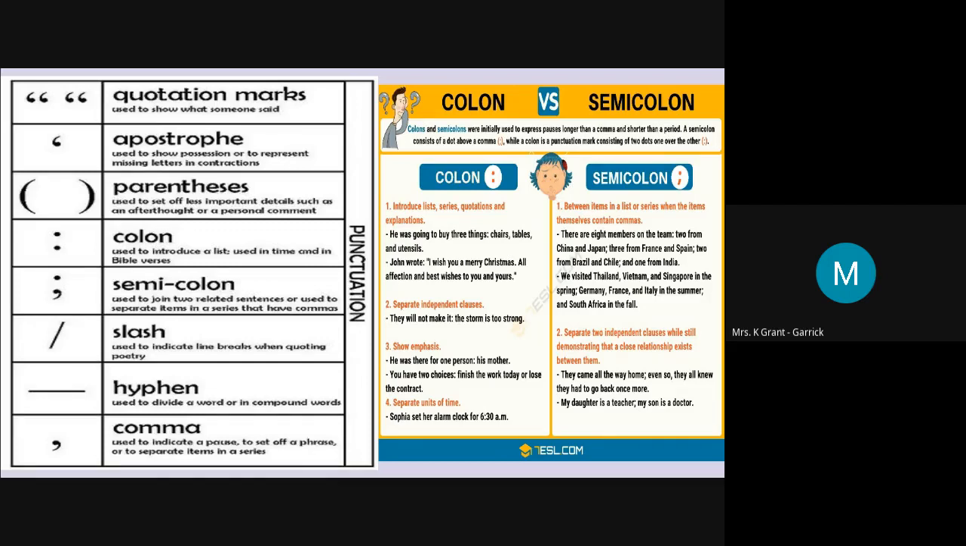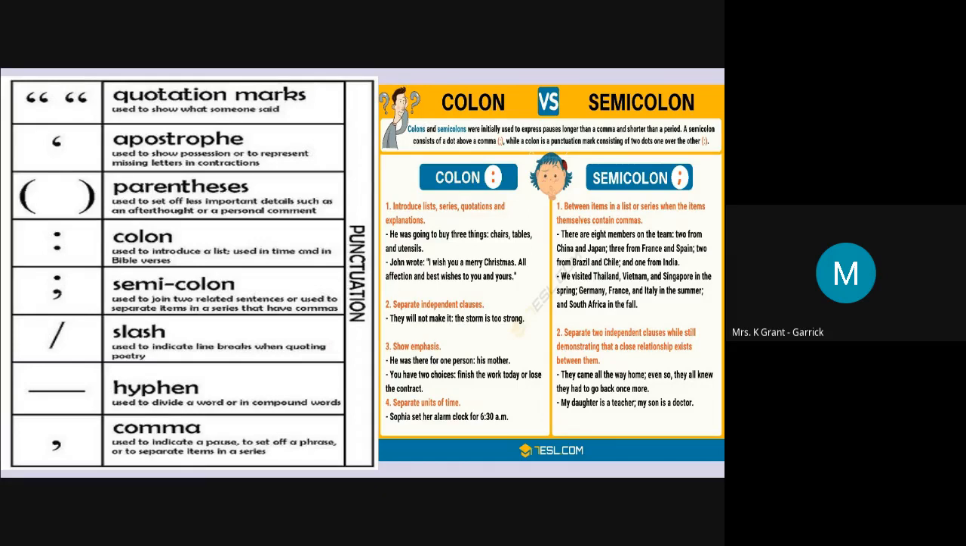So you might have to look out for some keywords, especially for listing, where you say "three things" or "the following" or "these are." You have to look at those keywords in order to drop in the colon. We use it to separate independent clauses too, especially when the independent clauses seem to be contrasting each other. So: they will not make it; the storm is too strong.